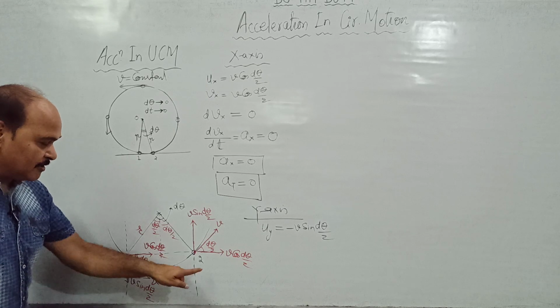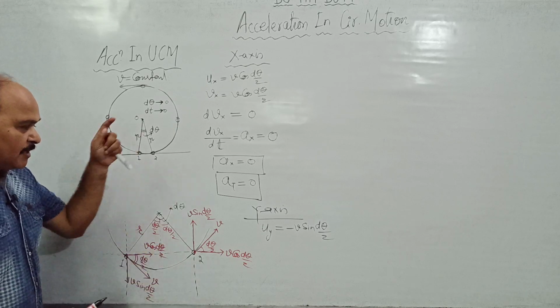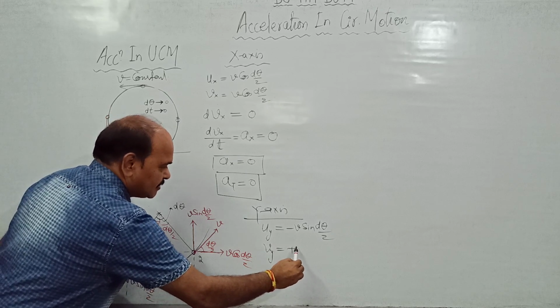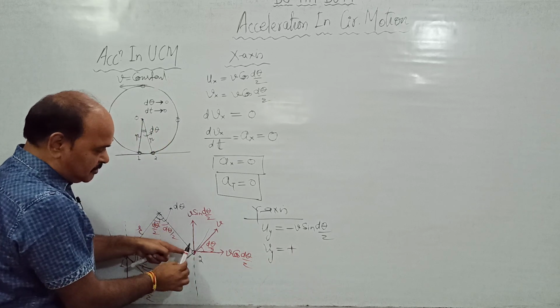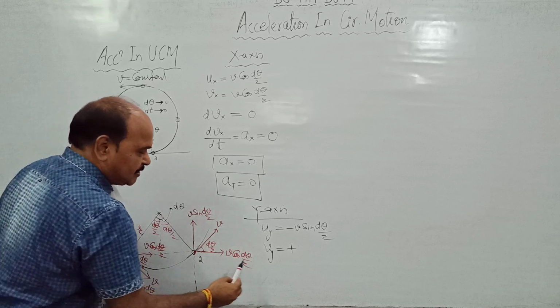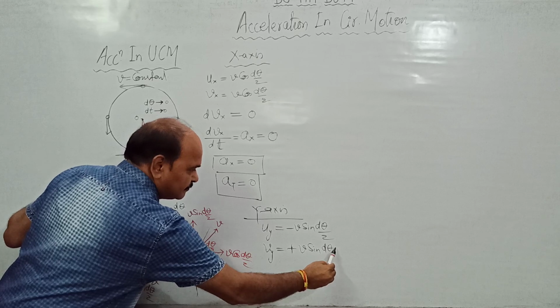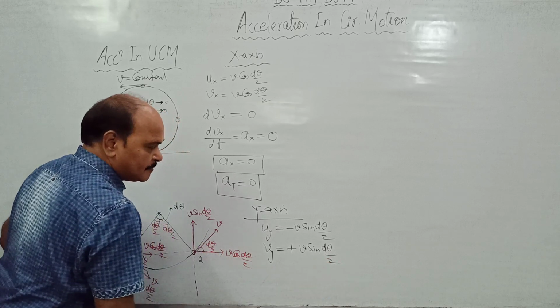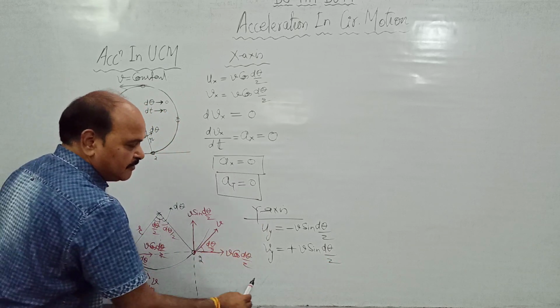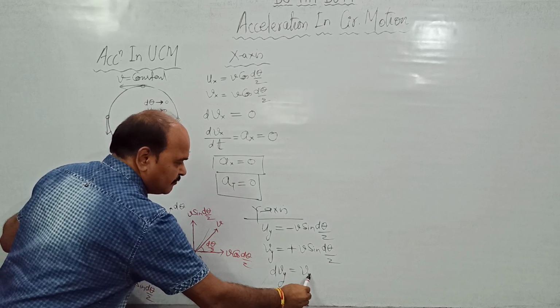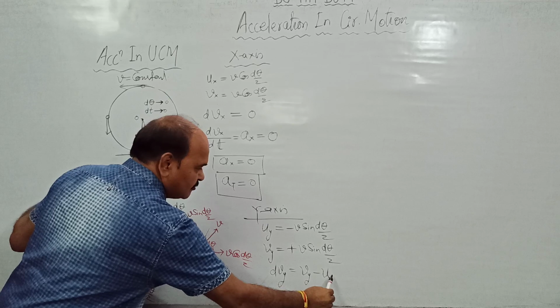And what is the final velocity? That is at 2 along the y-axis. It is plus. Why plus? Because the final velocity is along the positive y-axis, plus v sine of d theta by 2. What is the change of velocity? The change of velocity along the y-axis is going to be vy minus uy.